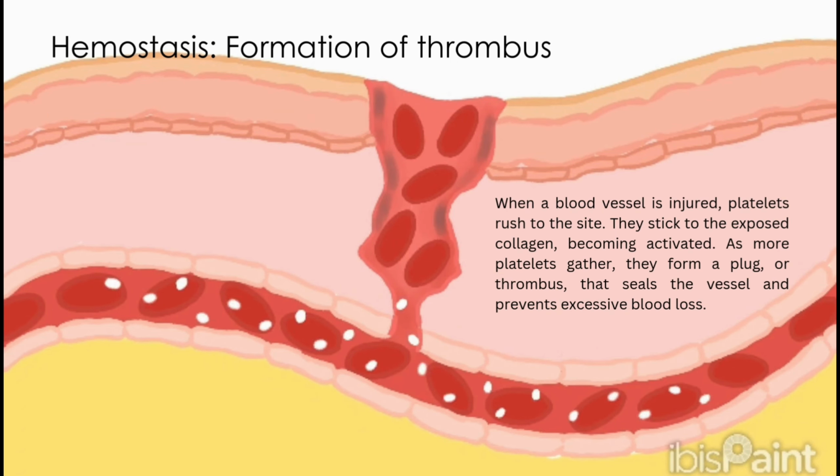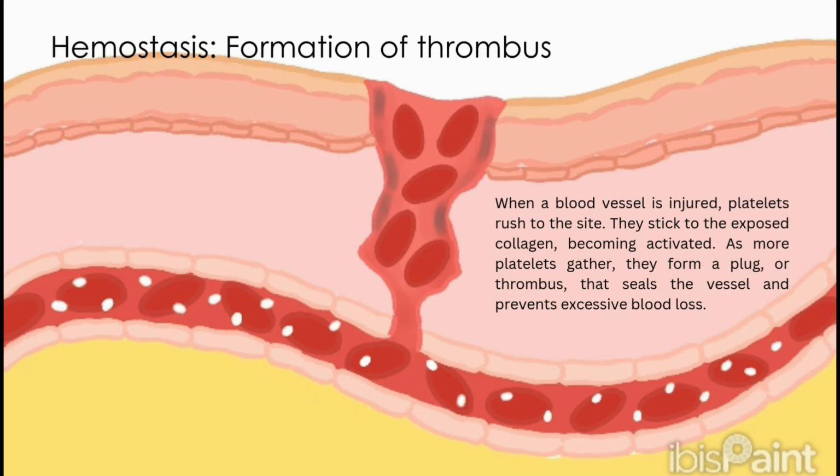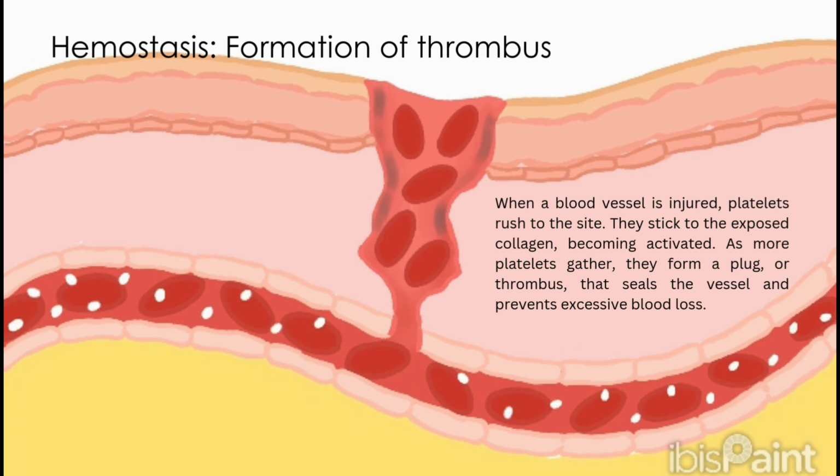Then, the tiny cells called platelets rush to the injured area. They aggregate in the damaged area and adhere to the exposed collagen fibers at the site of the wound. As the platelets adhere, they become activated and release more factors that cause more platelets to aggregate to form a plug or thrombus. This thrombus helps seal the blood vessels, preventing excessive blood loss.